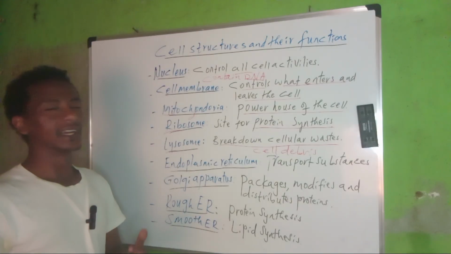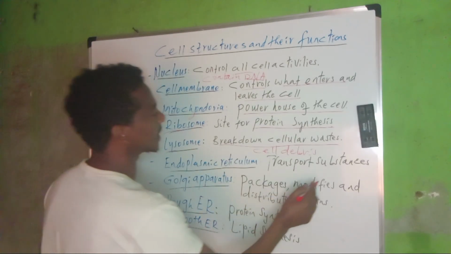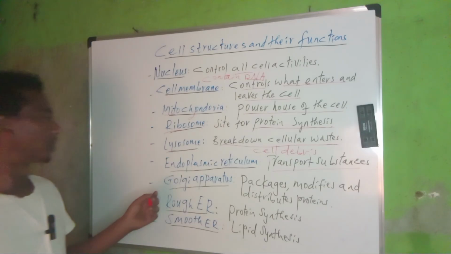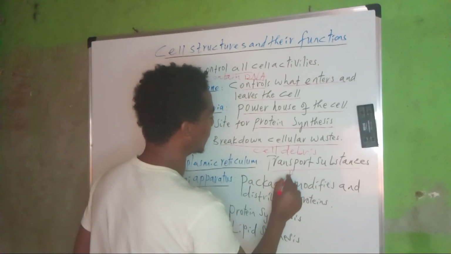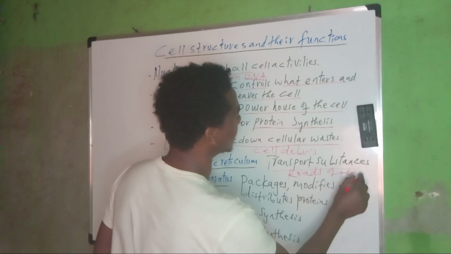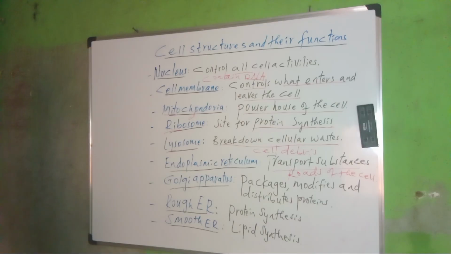Endoplasmic reticulum. Endoplasmic reticulum is made up of a network of membranes. It transports substances for the cell. Sometimes it is known as the road of the cell. This is what we have about endoplasmic reticulum.